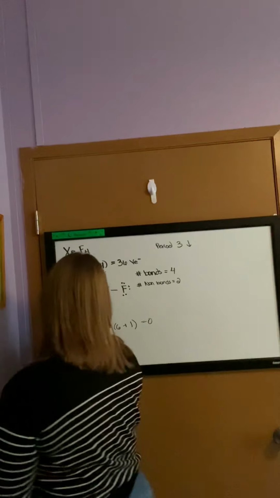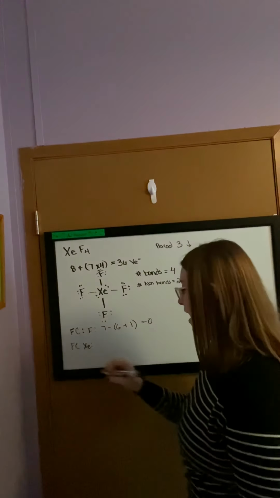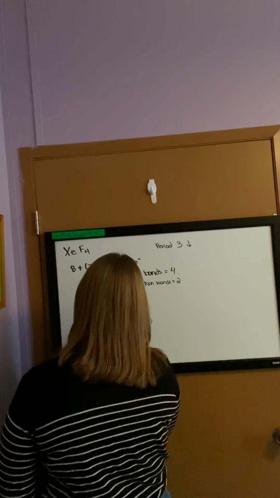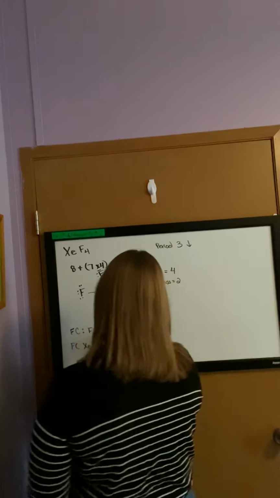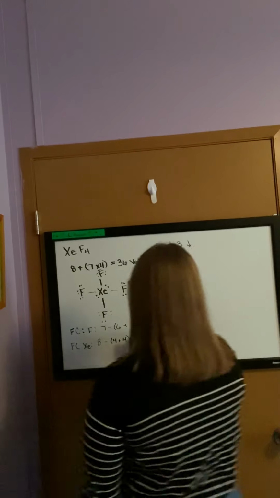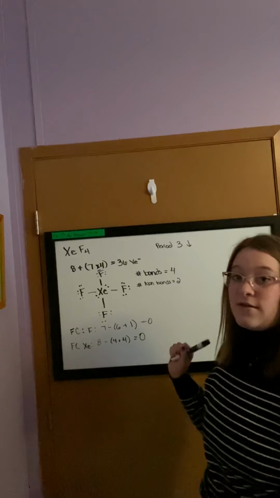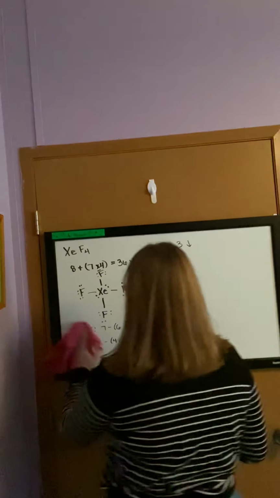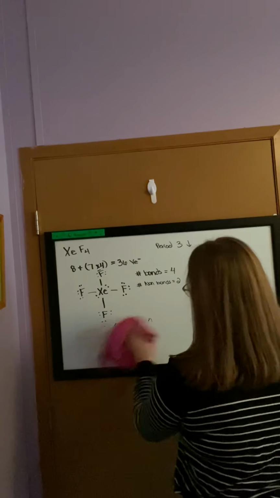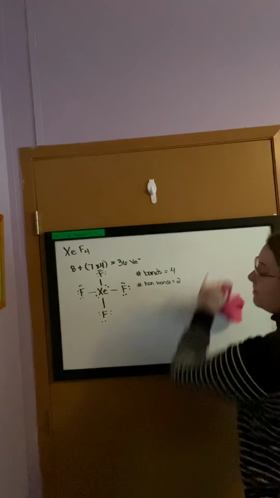Next, we are going to do the formal charge of xenon. Xenon has 8 valence electrons, and we're going to subtract the 4 bonds plus the 4 non-bonding. This is 8 minus 8, which equals 0, meaning there is no formal charge on xenon. Okay, I'm just going to get rid of this formal charge and this period 3 right here.